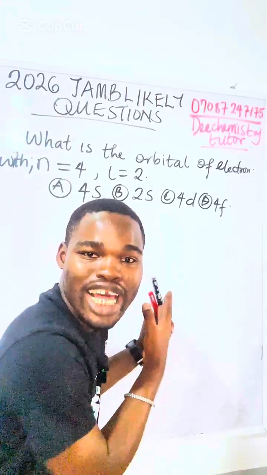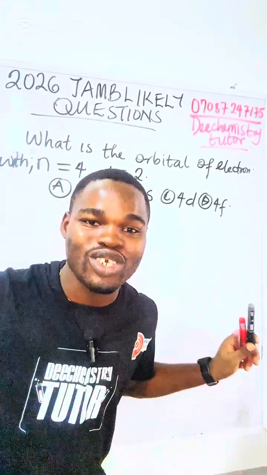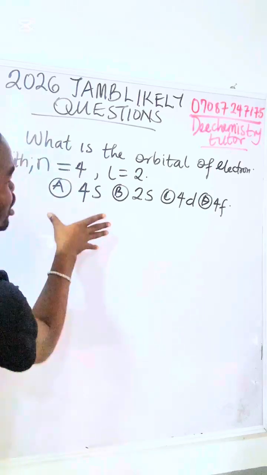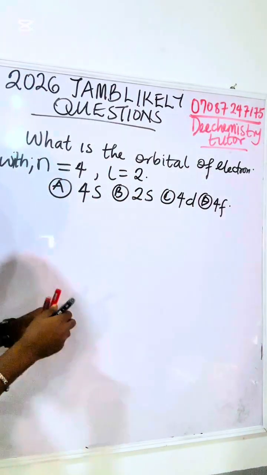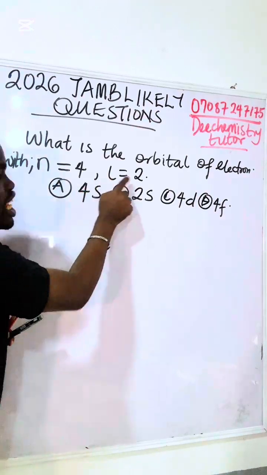Imagine you are given a question like this. How would you solve it? Let's solve it together. It is one of the easiest questions. Look at this question: what is the orbital of an electron with n equals 2 and l equals 2?